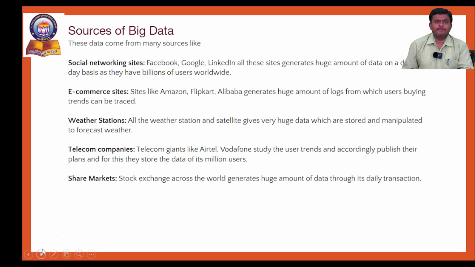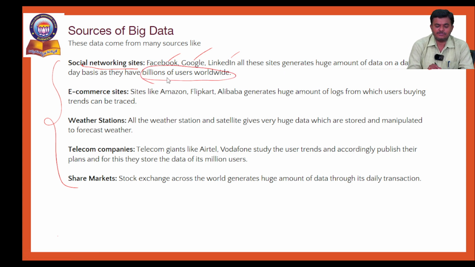Next, sources of big data. As we saw earlier, these are some descriptions of where we're getting the data. Social networking sites, simply called SNS, which comprise Facebook, Google, LinkedIn. These are some top social networking sites which generate a huge amount of data on a day-to-day basis, as they have billions of users worldwide. So daily they keep generating large volumes of data, like Facebook, Google, and LinkedIn.